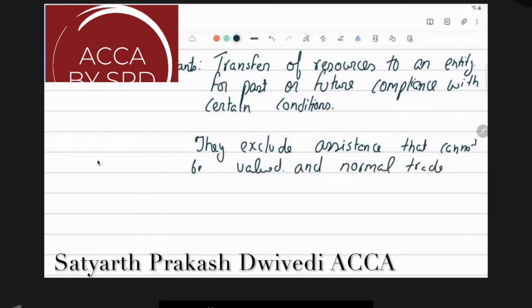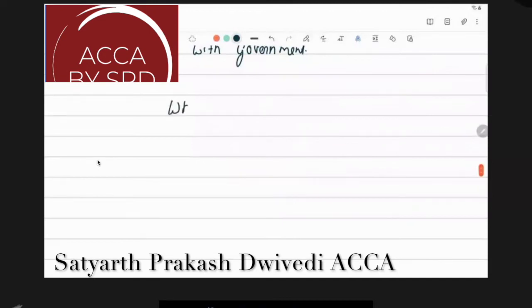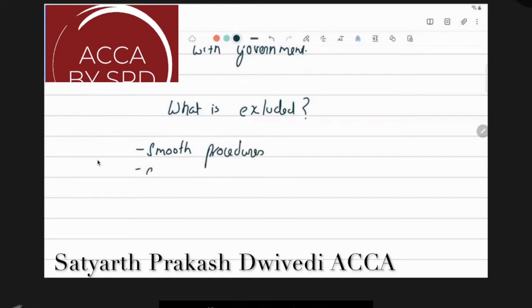So what does this mean? Normal trade with government. This means if you are producing goods and the government is buying them, that is again not a government grant, right? So what is excluded? First of all, suppose smooth procedures, assistance with government officials, right? All that cannot be valued, whatever any other thing that cannot be valued, right?